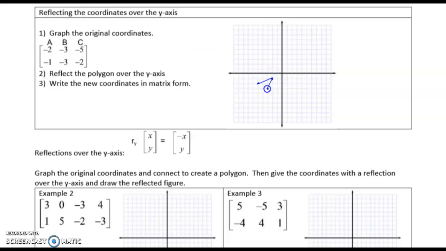All right, so if we want to reflect each of these points over the y-axis, the y-axis is the one that's going up and down. So our first point would be, instead of negative 2, negative 1, it's going to be 2, negative 1. And instead of negative 3, negative 3, it'll be 3, negative 3. And instead of negative 5, negative 2, it'll be 5, negative 2.